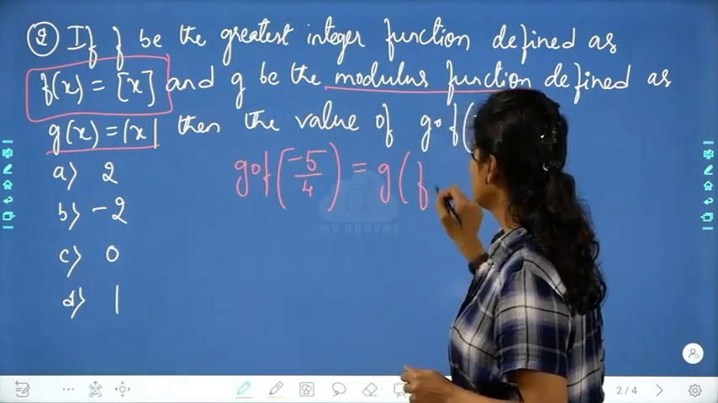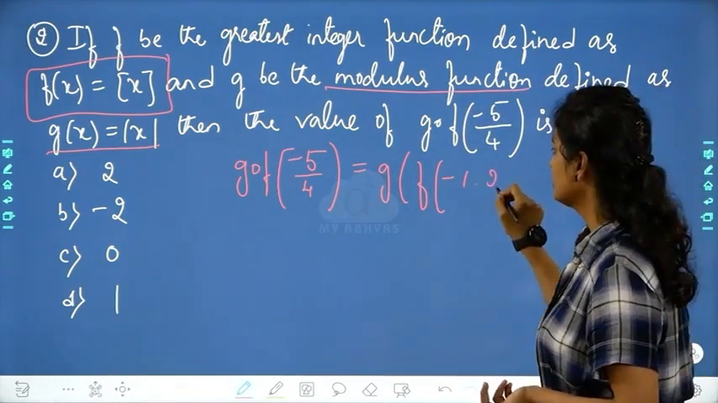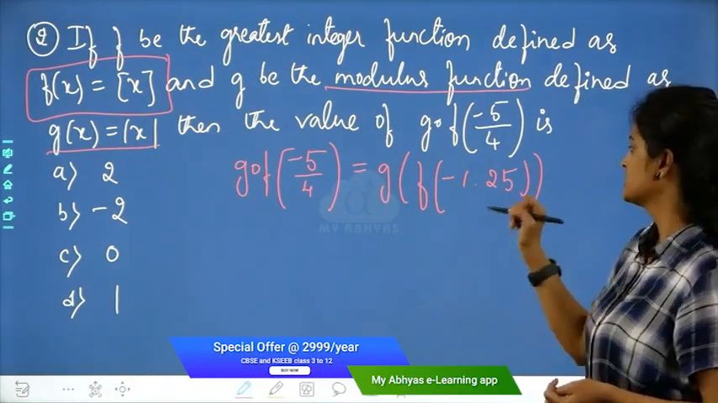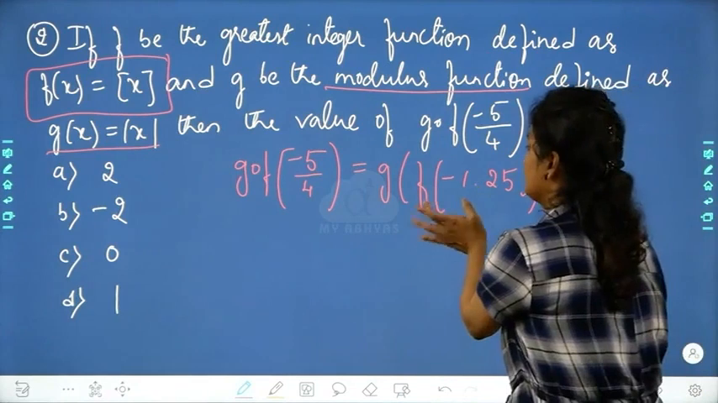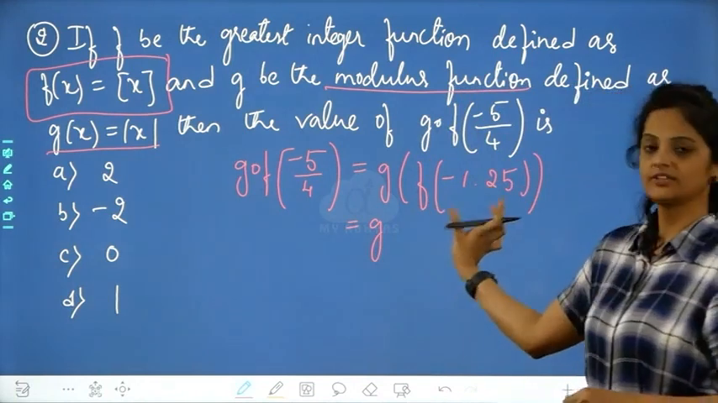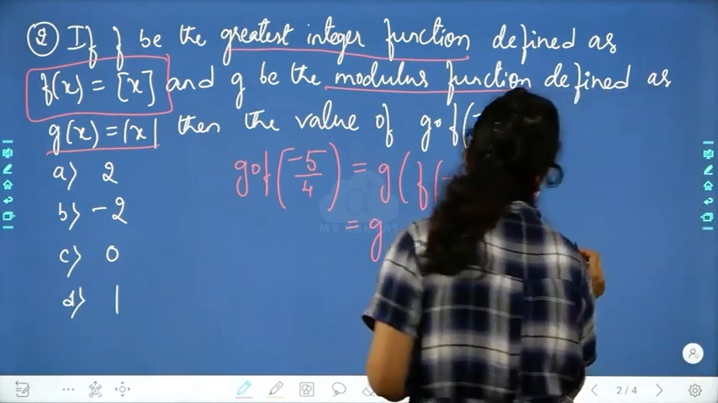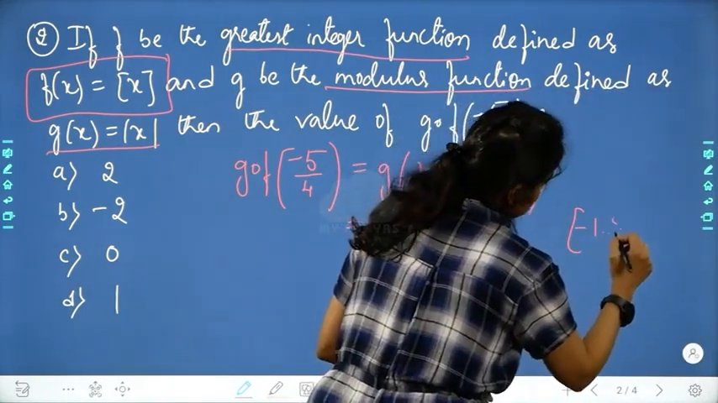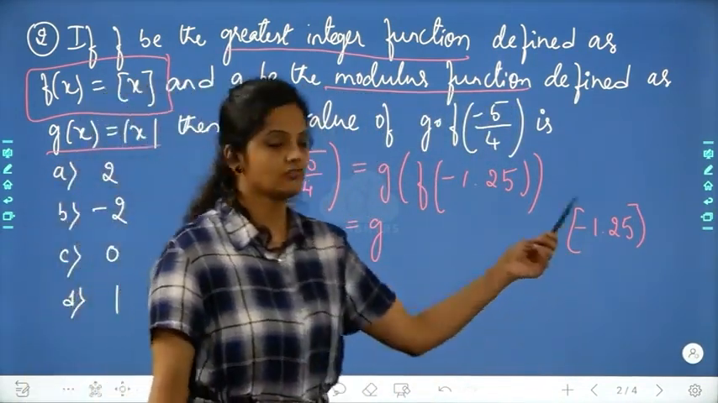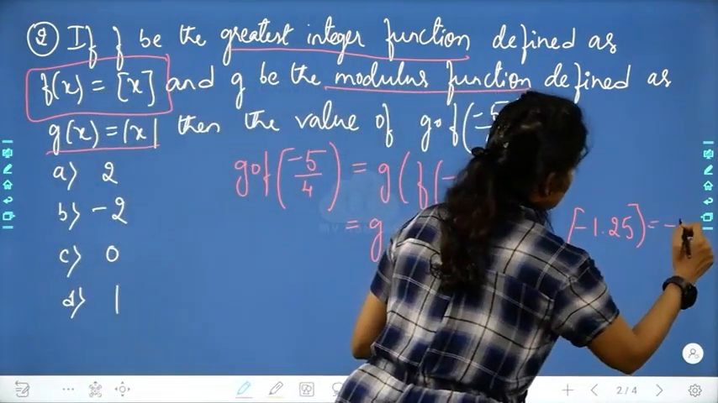If I want g composition f of minus 5 by 4, that is g of f of minus 5 by 4. Minus 5 by 4 means minus 1.25. So now I have to find g of f of minus 1.25. What is f of x? That is the greatest integer function. Now tell me, what will be the greatest integer of minus 1.25? Minus 2. So this value will be minus 2.